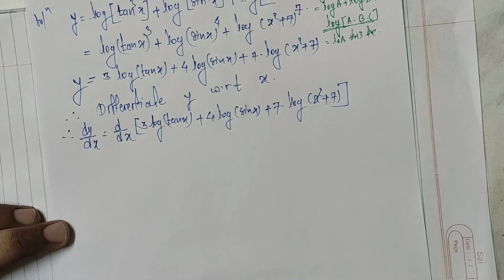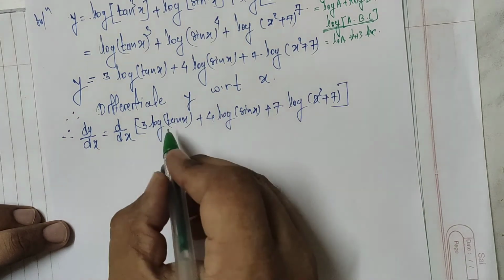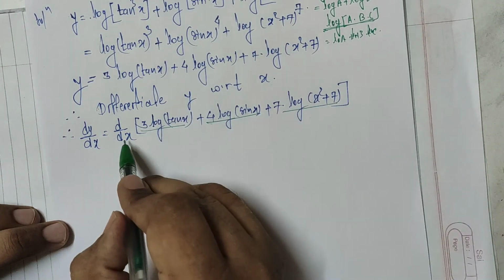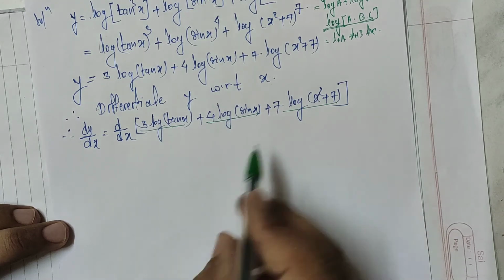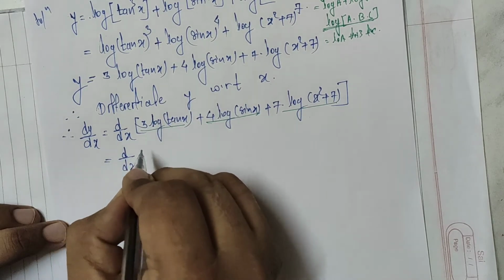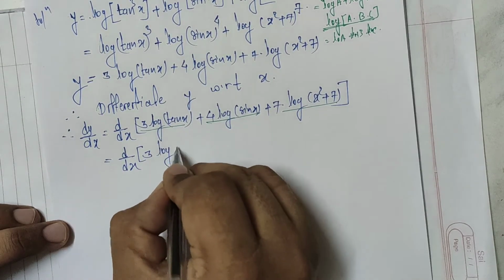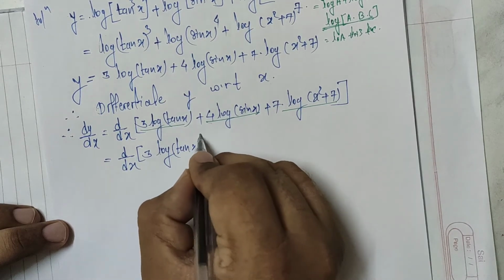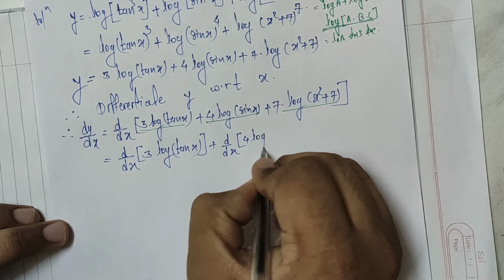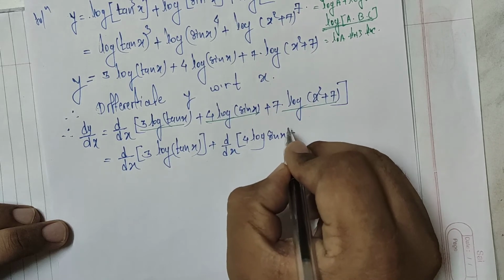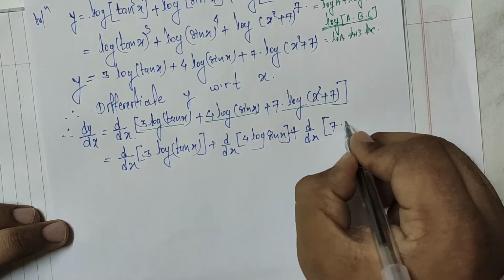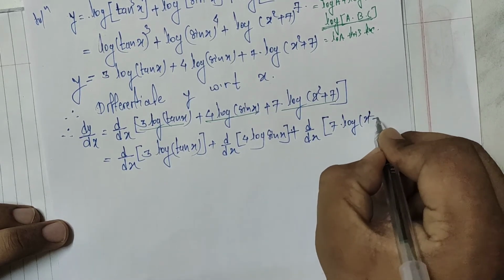Then we know the derivative of sum formula. Here, how many functions? First function, second function, third function. Then we have to differentiate first function plus second function plus third function. By using the derivative of sum formula, we differentiate each term separately. Derivative of 3 log of tan x plus derivative of 4 log of sin x plus derivative of 7 log of x square plus 7.